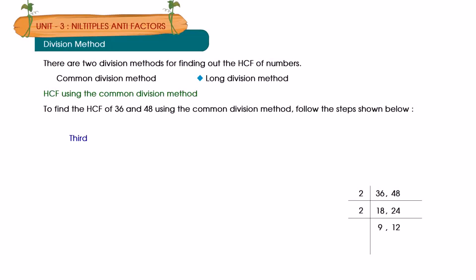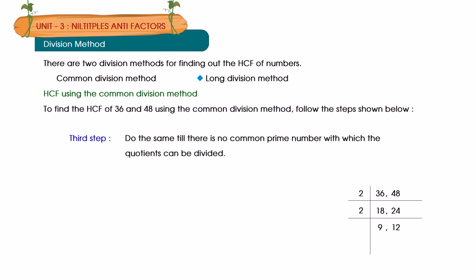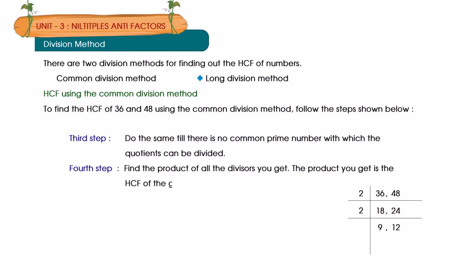Third step. Do the same till there is no common prime number with which the quotients can be divided. Fourth step. Find the product of all the divisors you get. The product you get is the highest common factor of the given numbers. 2 into 2 into 3 is equal to 12. Therefore, highest common factor of 36 and 48 is 12.